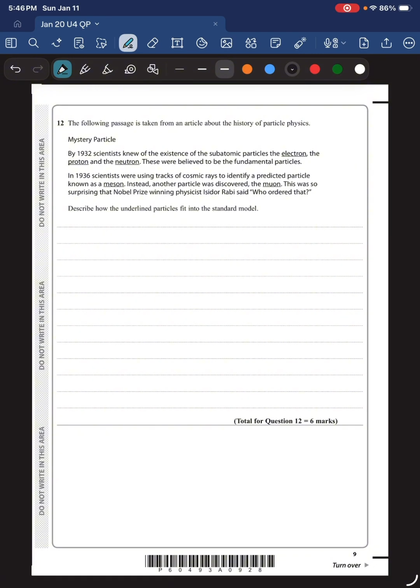Anyway, in 1936, scientists were using tracks of cosmic rays to identify a predicted particle known as a meson. Instead, another particle was discovered, the muon. This was so surprising that Nobel Prize-winning physicist Isidor Rabi said, "Who ordered that?" So, describe how the underlying particles fit into the standard model. Okay, so the underlying particles, I'm gonna group them together in a way that will make sense in a moment. So, we have the electron, the muon, the proton, the neutron, and the meson.